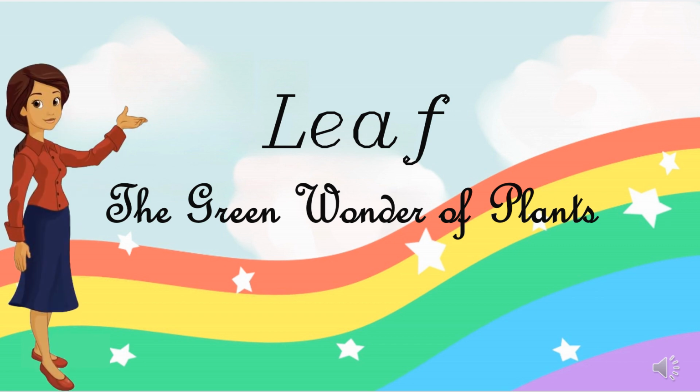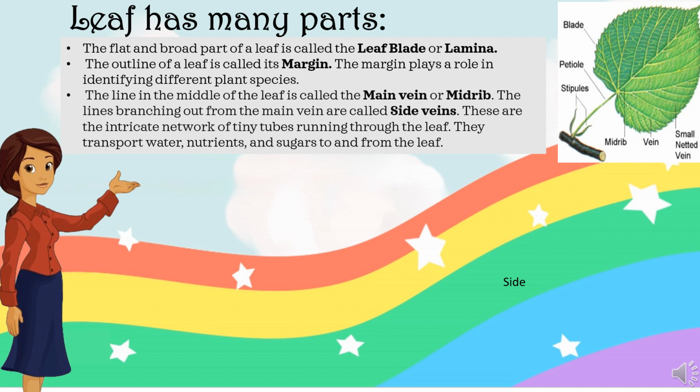Hey, curious minds! Next, we will dive into the amazing world of leaves, those green wonders that make plants tick. Every kind of plant has its own kind of leaf. Leaves have different shapes and sizes. They help the plant to make its own food. That is why it is called the food factory or kitchen of the plant. Come, let's uncover the secrets of leaves and their parts.